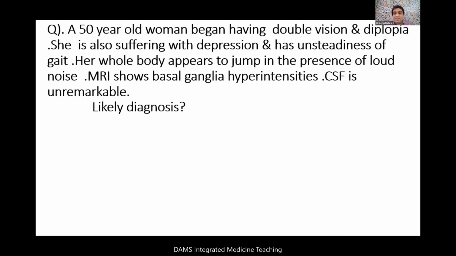So let's look at the question again. A 50-year-old woman began having double vision, diplopia. She is suffering with depression and unsteadiness of gait. She appears to jump in the presence of a loud noise. MRI shows a basal ganglia hyperintensity.